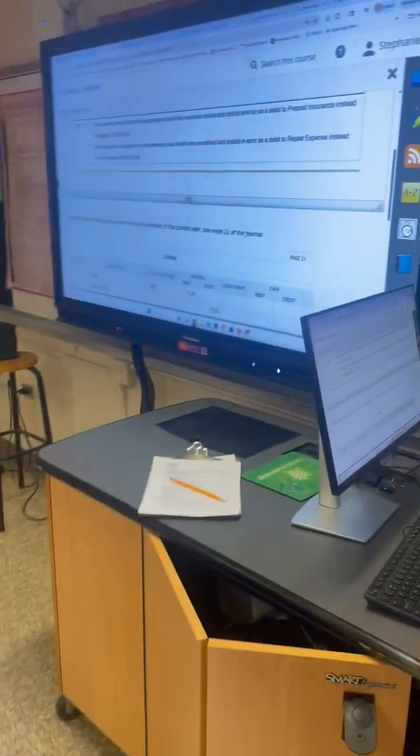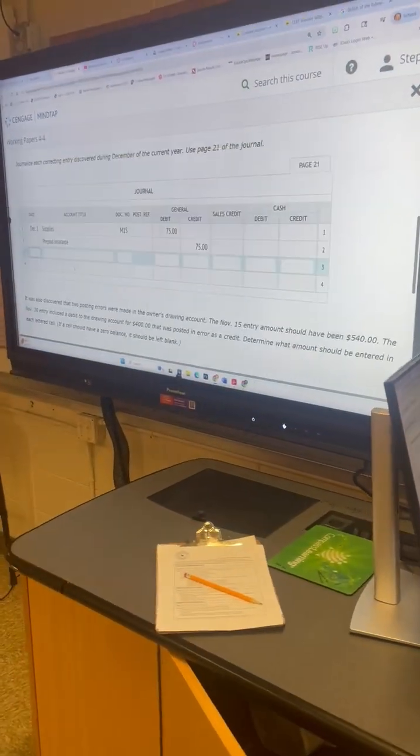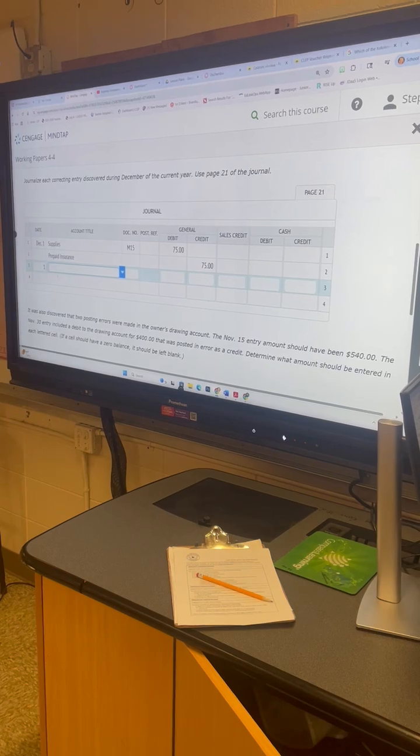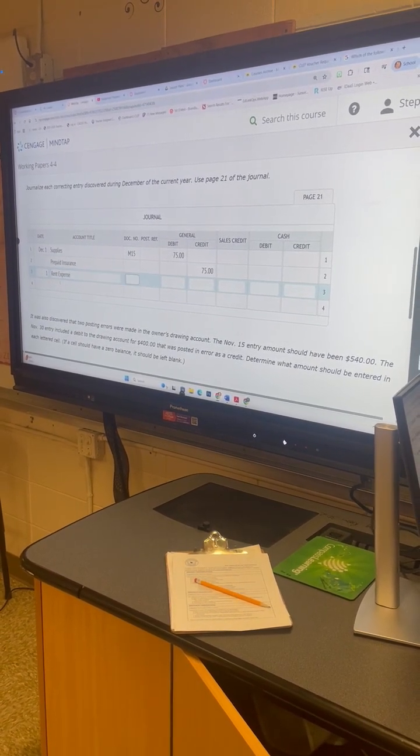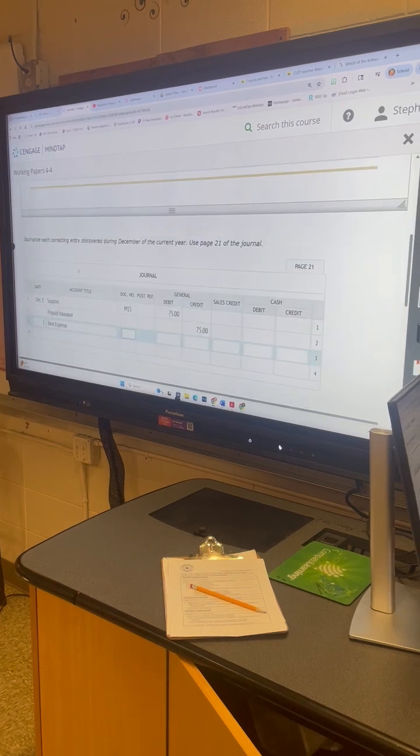So we come over here. We put the first, it should have been rent expense, right? That's where it should have gone, correct? And remember, our source document is going to be what?